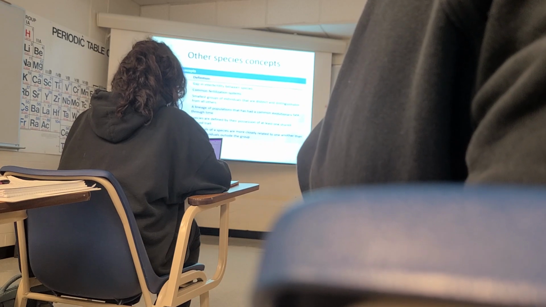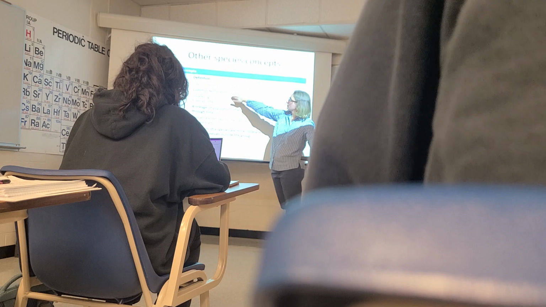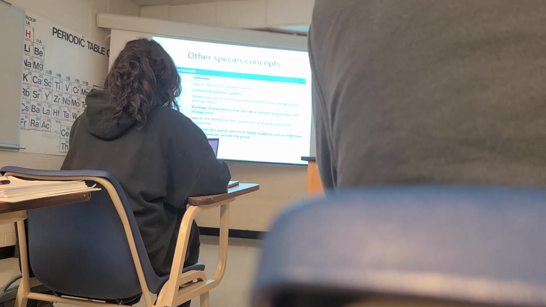So you have the one we just talked about, biological species concept, which is based on reproductive isolation. You have recognition, which means that the two organisms have common fertilization systems. You have the phenetic one, where the smallest groups of individuals that are distinguishable from all others are considered a species. Evolutionary, also sometimes referred to as the phylogenetic one, a lineage of populations that has had a common evolutionary fate through time. Essentially, they're on the same branch within a cladogram.